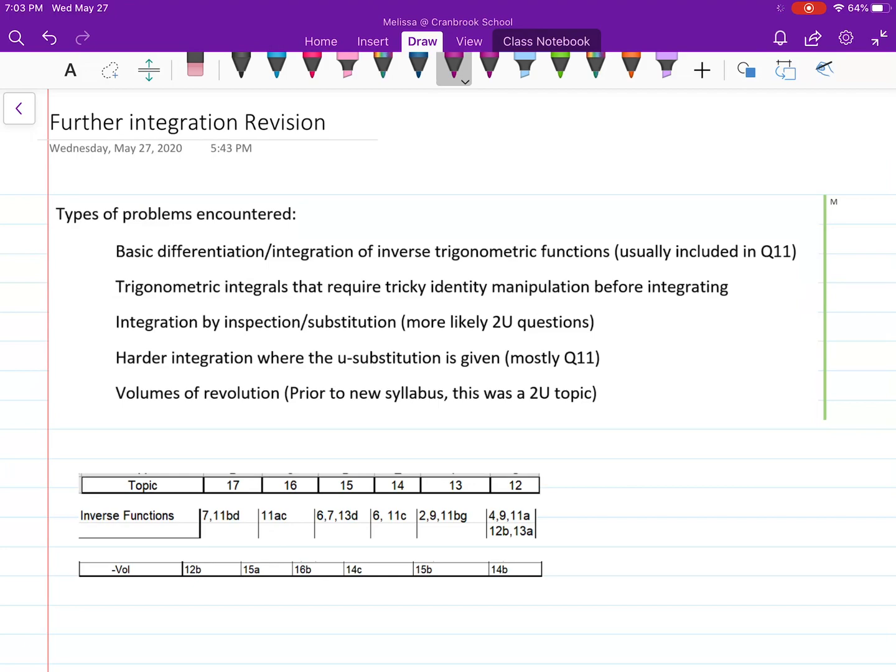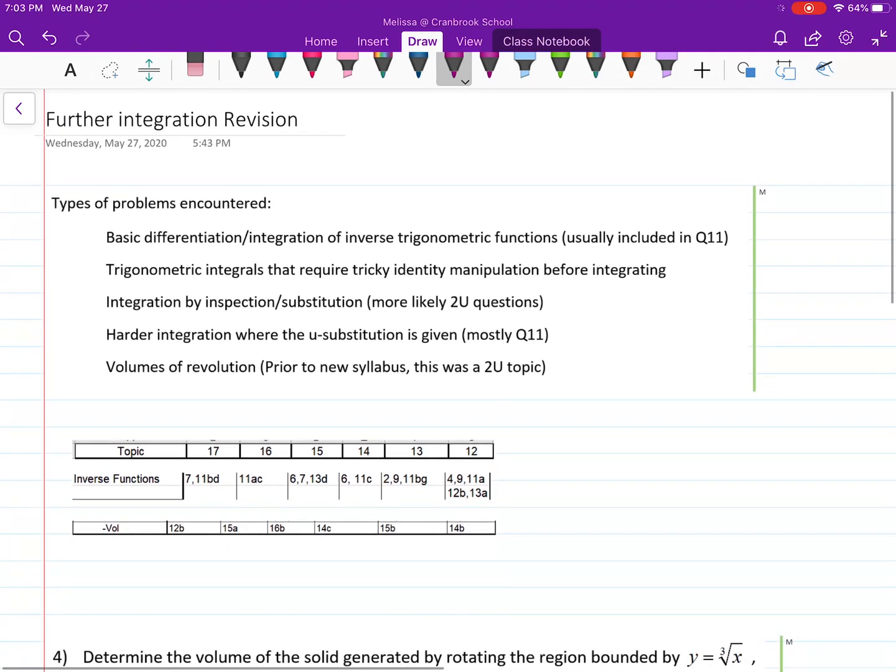That basic differentiation and integration of inverse trig functions, at least in the 2017 back to the 2012 papers, usually were included in question 11. So for instance, this page that I included below here, while it says inverse functions, of all of these numbers that are listed for 2017 back to 2012 papers, almost all of them involve inverse trig functions rather than just simply inverse functions. And you can see that most of them were included in question 11. And hence they're either derivatives or integration.